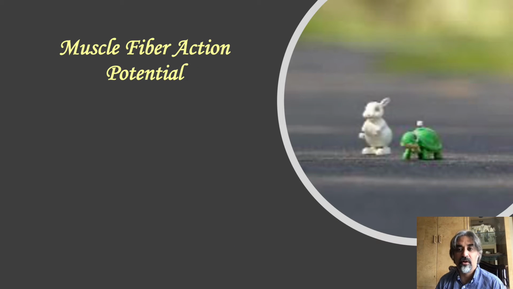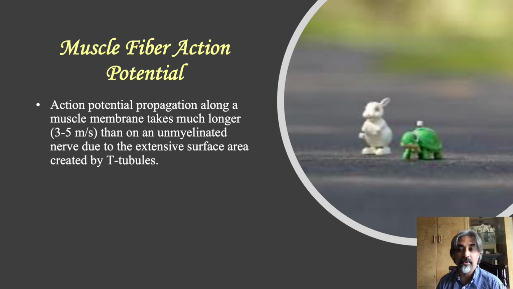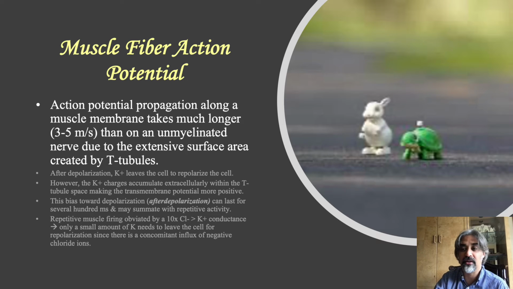So we should have all memorized by now that action potentials propagate at about 50 meters per second along myelinated nerves in the upper limbs. Muscles conduct a lot slower. Muscle membrane conduction velocity is an order of magnitude slower, and it seems to be a board question every year that the muscle membrane is about 5 meters per second.